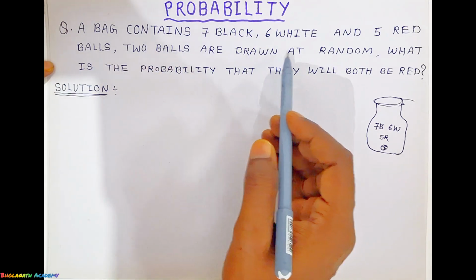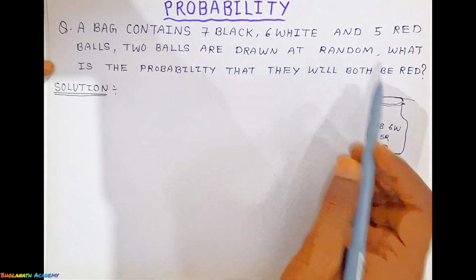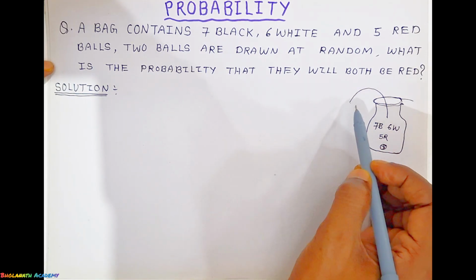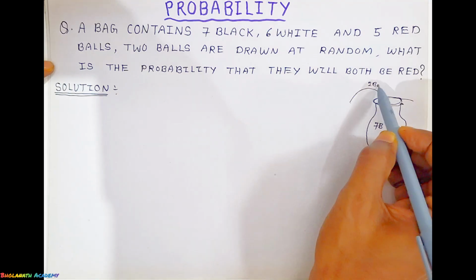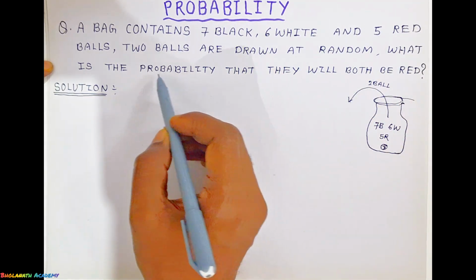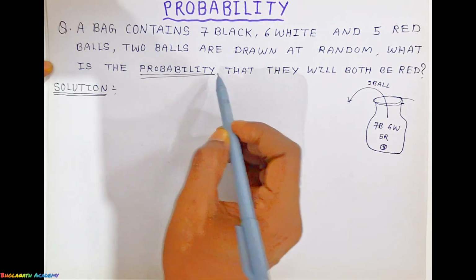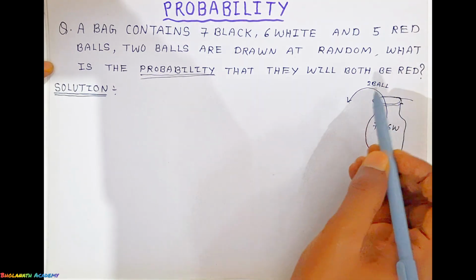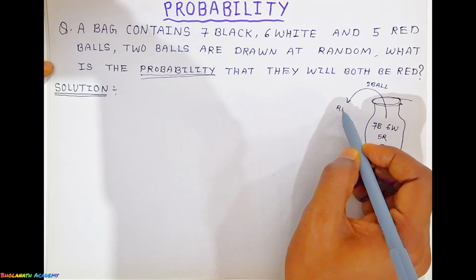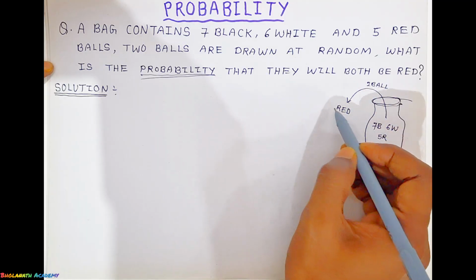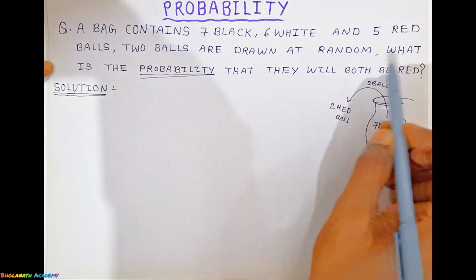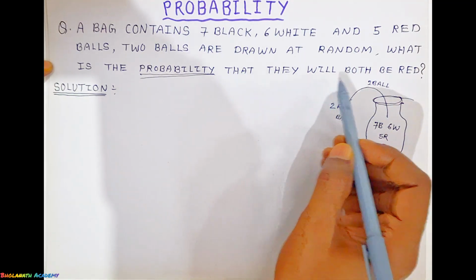Now 2 balls are drawn at random from this bag. 2 balls have been drawn out. What is the probability? You have to find the probability that both will be red. The 2 balls which you have drawn from this bag will be red balls. So what is the probability that they will both be red?